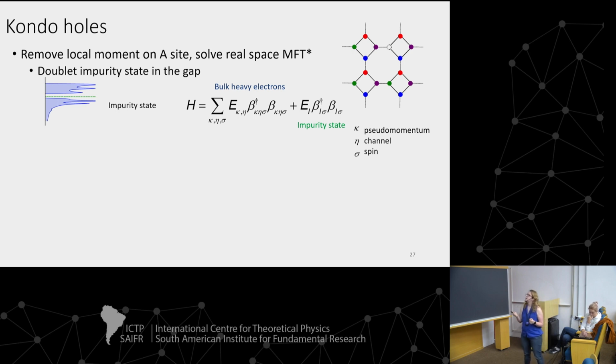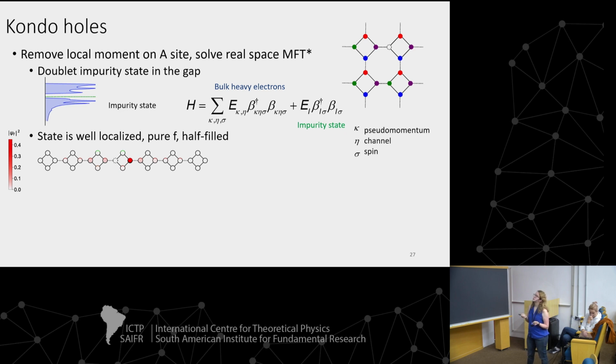And you have a momentum, which with the broken translation symmetry is a pseudo-momentum, and a new channel symmetry and a spin symmetry. So without the defect, you just get bulk heavy electrons. With the defect, you also get an impurity heavy state here. And you can look at this state specifically, so I'll show you how we found it.